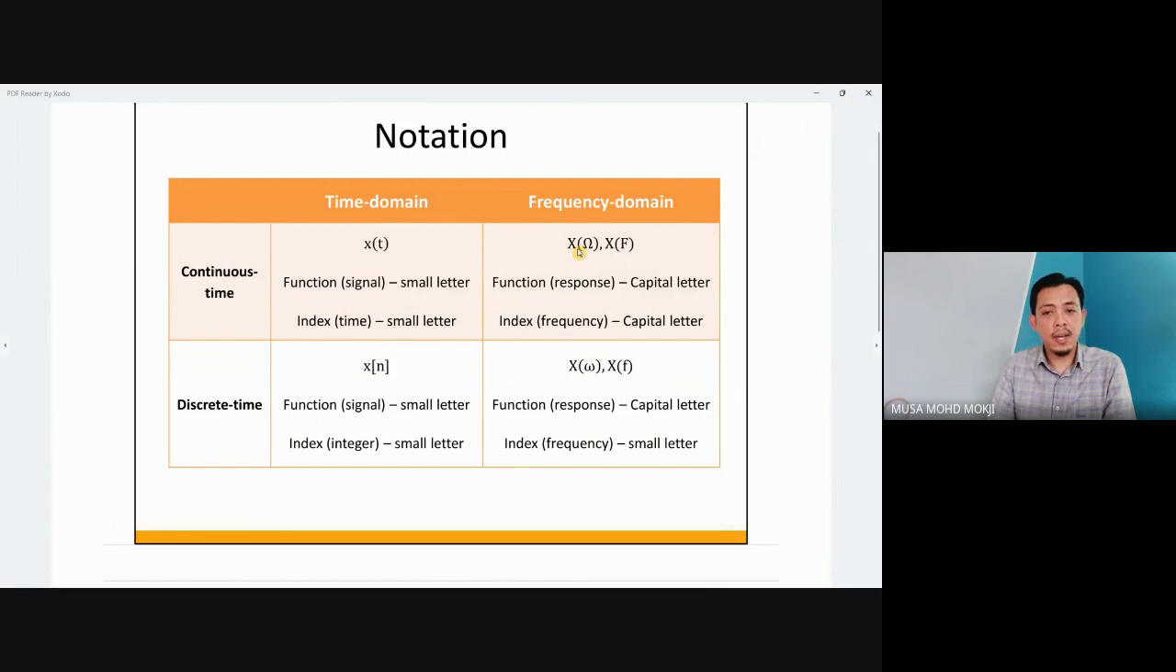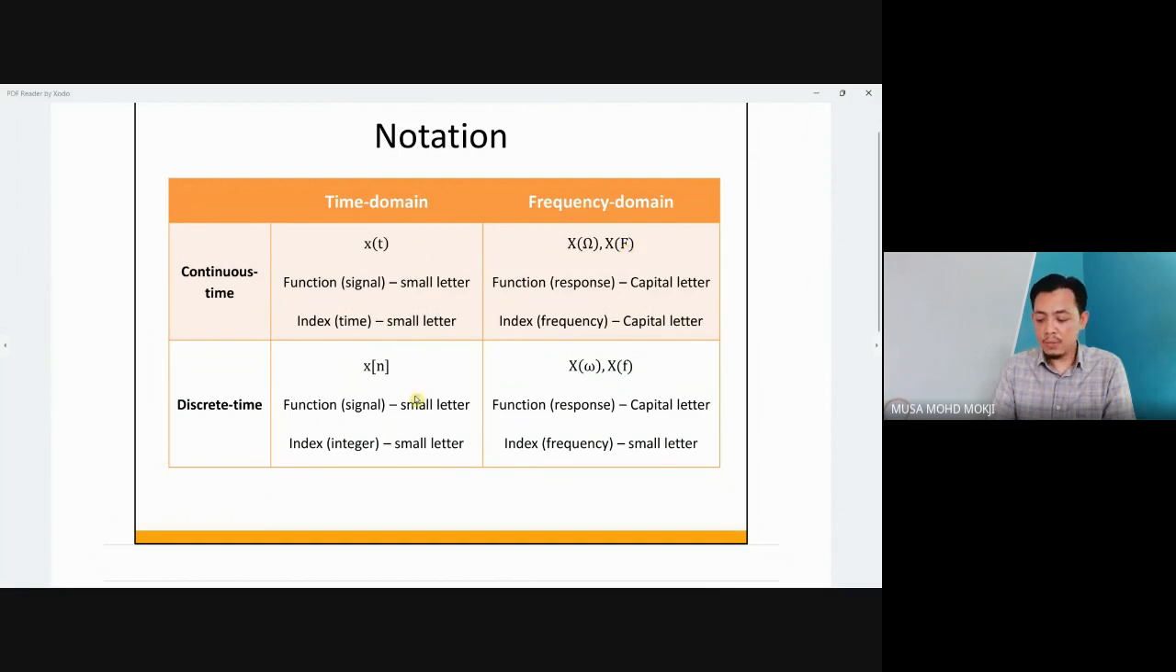Then we use a capital X for frequency domain. Same here, discrete time: the x is a small x. Then we use a capital X for frequency domain, and this is a continuous frequency in continuous time. So we have angular frequency, and this is a physical frequency.